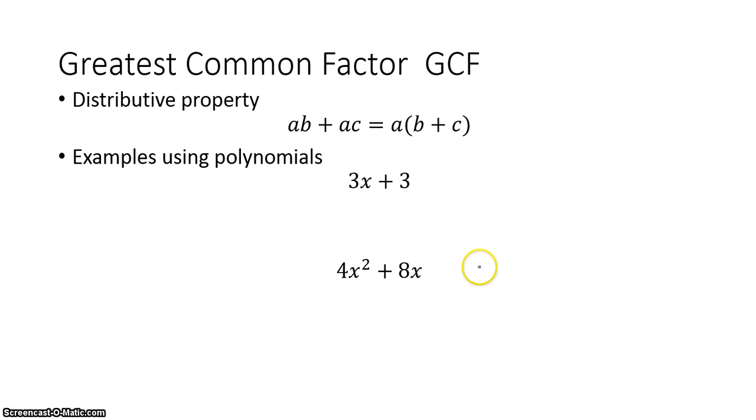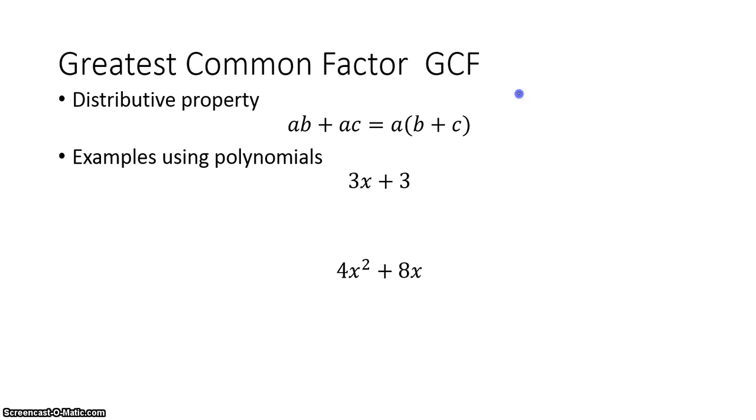First type of factoring we want to talk about is greatest common factor. We're going to abbreviate that as GCF. Keep in mind the distributive property that we've already talked about. If I have two numbers, a times b plus a times c, I can factor out that a and have a multiplied times b plus c. That's what we're always going to be trying to do when we're talking about greatest common factors.